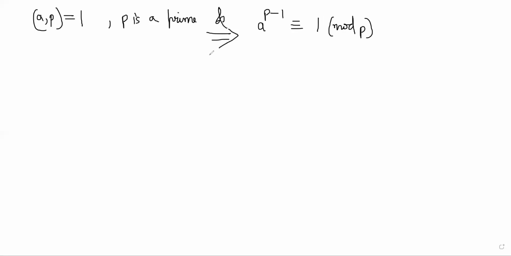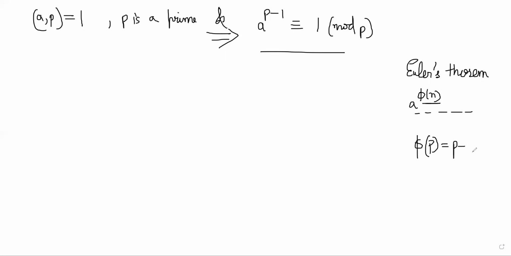But Euler's theorem is Fermat's theorem's generalization. Fermat's theorem is a special case of Euler's theorem. Euler's theorem uses the totient function. The special case is Fermat's theorem because phi of p is p minus 1. In general, phi of n is not p minus 1. So later we will see Euler's theorem.